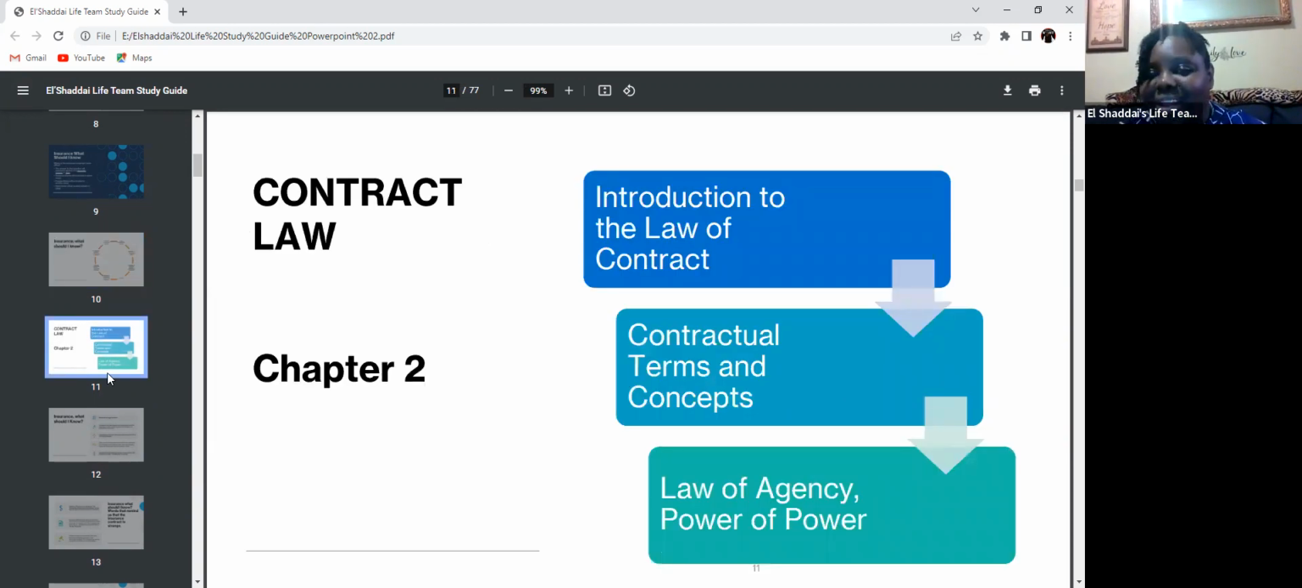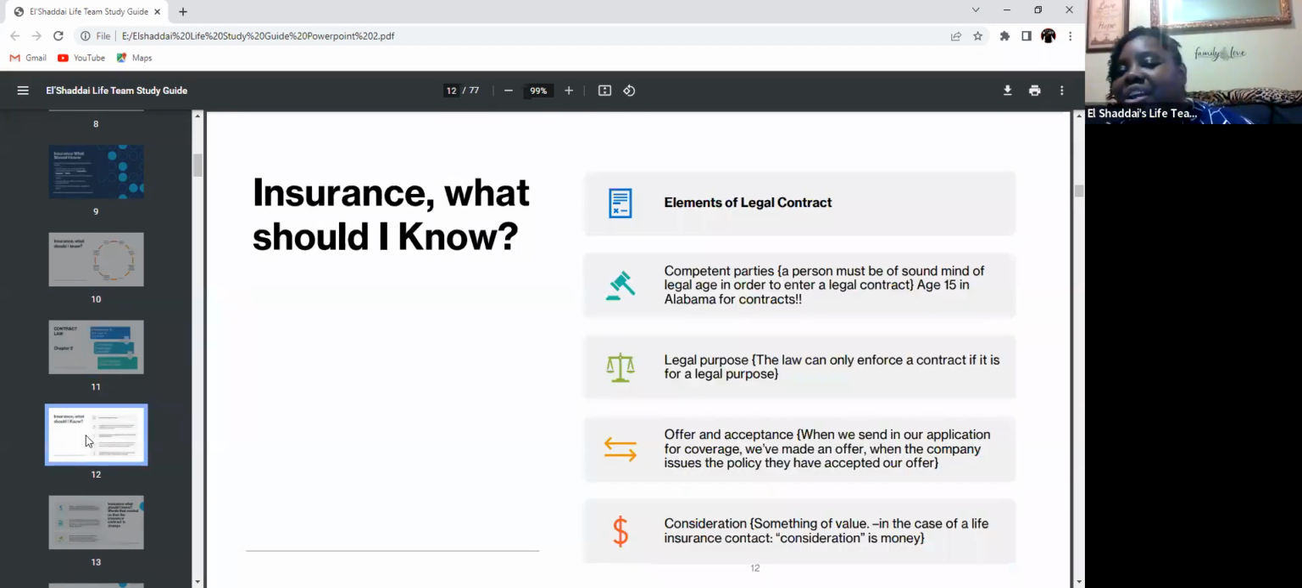Contract law. Introduction to the law of contract. Contractual terms and concepts. Law of agency. Power of attorney. Let's see what we're talking about here. Now, elements of a legal contract. What are the elements of a legal contract?